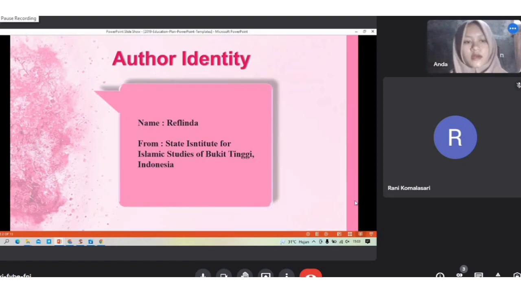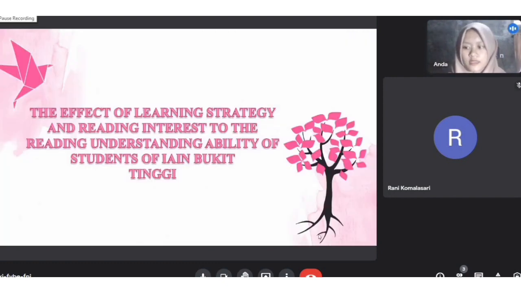Okay. The author name is Raflinda from the State Institute of Islamic Studies of Bukit Tinggi, Indonesia. The title of the journal article is The Effect of Learning Strategy and Reading Interest to the Reading Understanding Ability of Students of IAIN Bukit Tinggi.